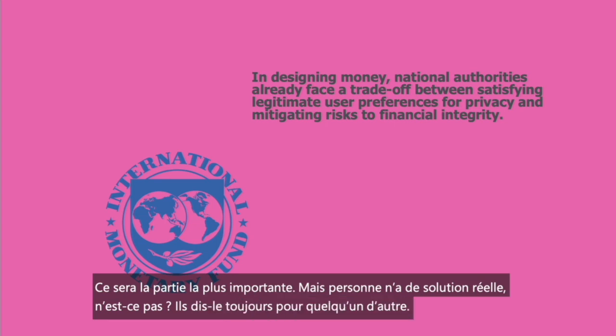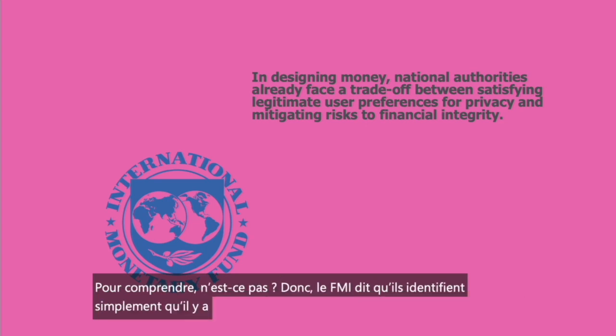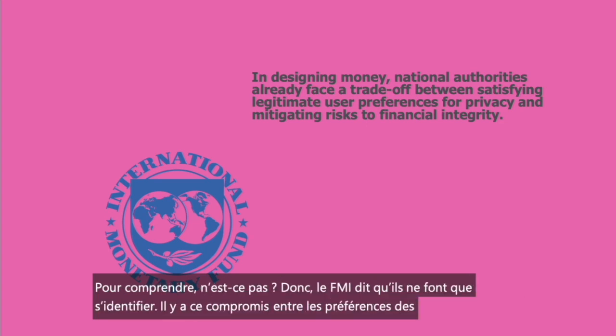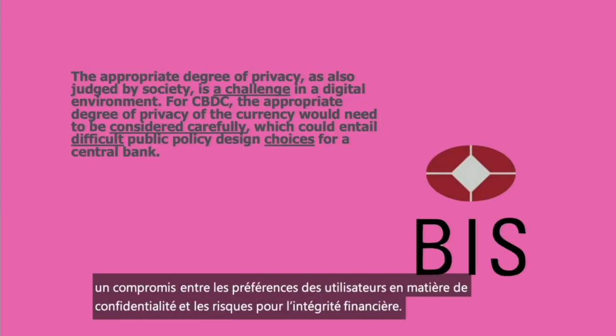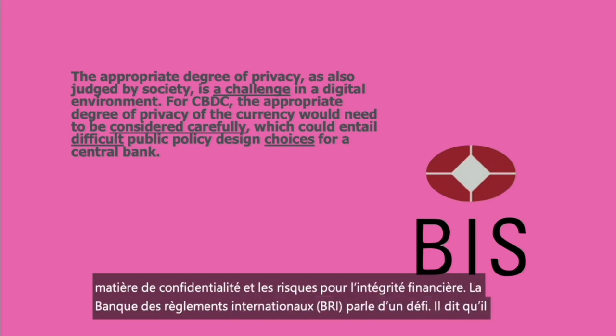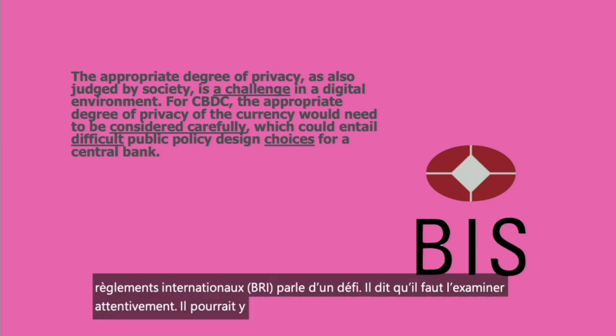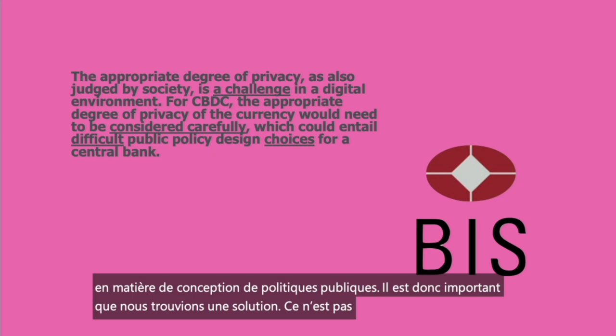So the IMF says, they basically just identified there's this trade-off between users' preference for privacy and the risks to financial integrity. The Bank for International Settlements calls it a challenge. It says it needs to be considered carefully. There could be difficult public policy design choices for a central bank. So it's important. We've got to figure it out. It's not going to be us. I guess it's a public policy thing.